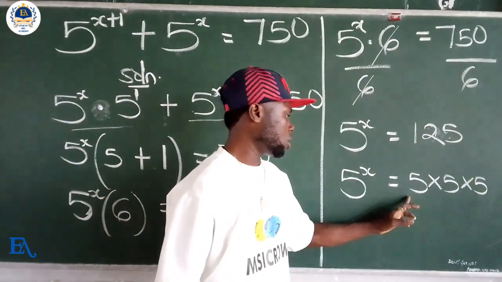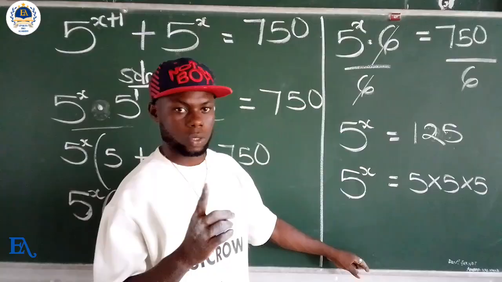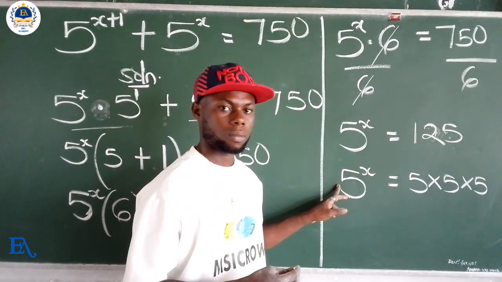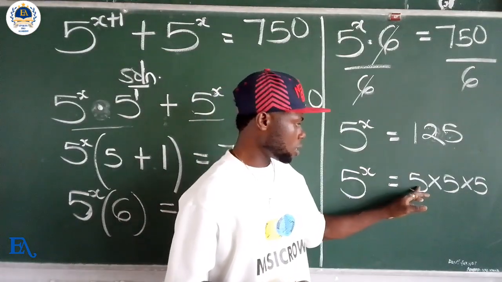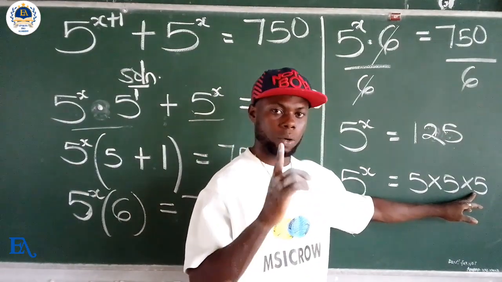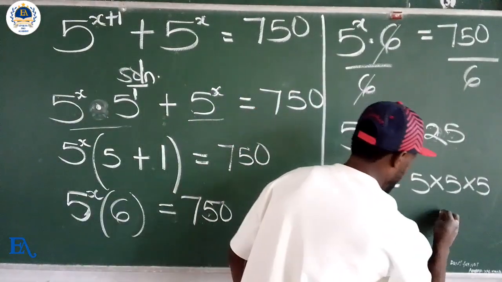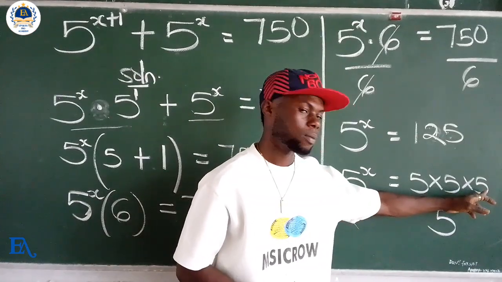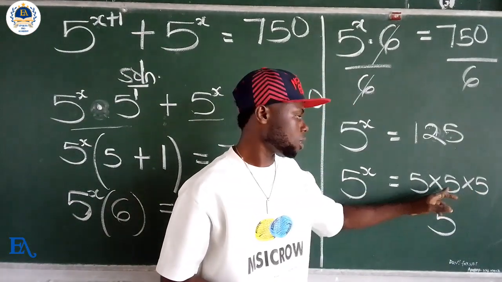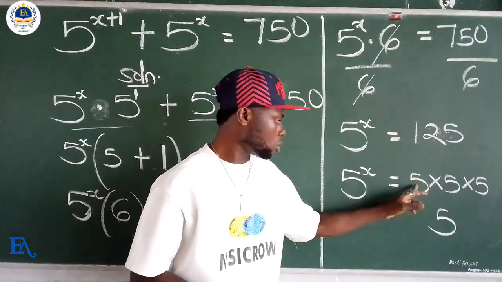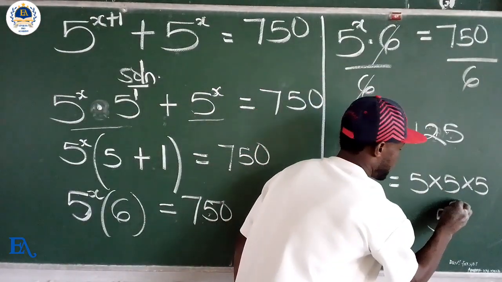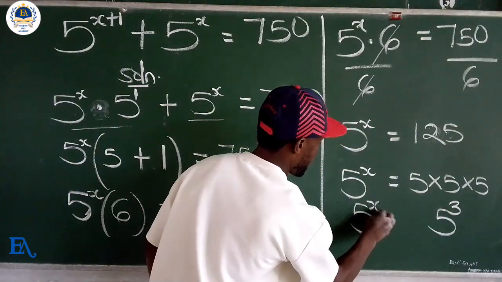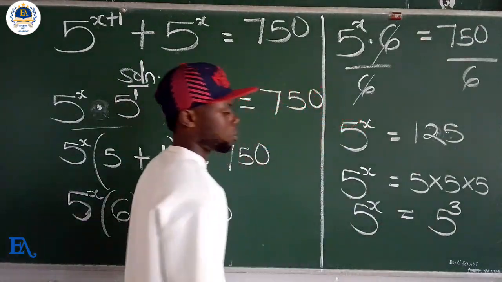Now, whenever we have this expression here, this is what you must do to ensure that it is written in its power form. Since it's only 5 that appears here, pick 1 5. Then you count the total number of 5s that are involved in this multiplication: 1, 2, 3. 5 raised to the power of 3. That is, 5 raised to the power of x is equal to 5 raised to the power of 3.